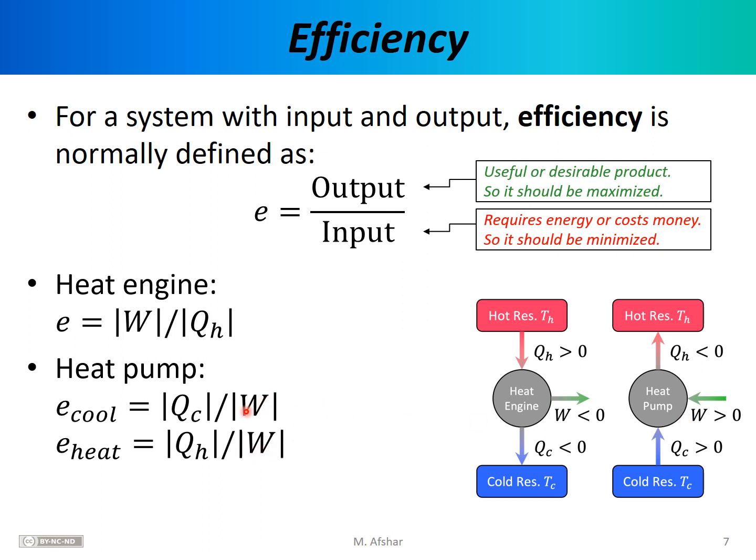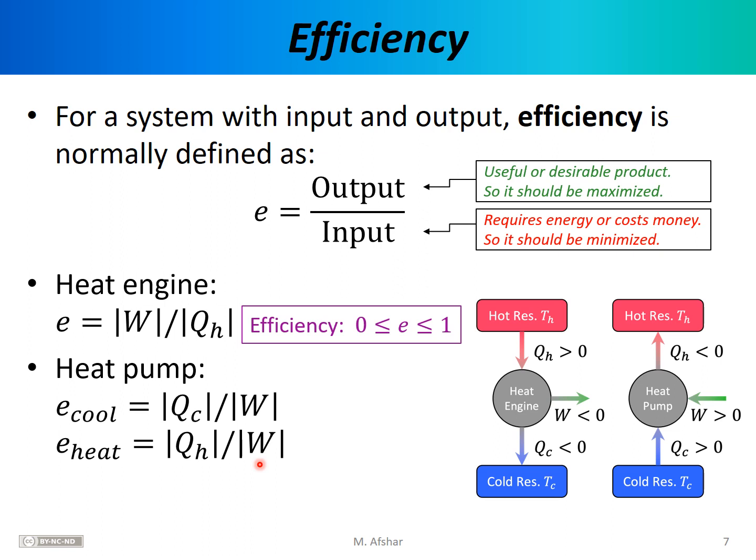Now, if you're using the heat pump to cool your home, then QC is the thing that you want to maximize. If you're using the heat pump to heat your home, then QH is the thing that you want to maximize. So for a heat pump, its efficiency in cooling mode is defined as QC divided by W, but in heating mode, the efficiency is defined as QH over W.